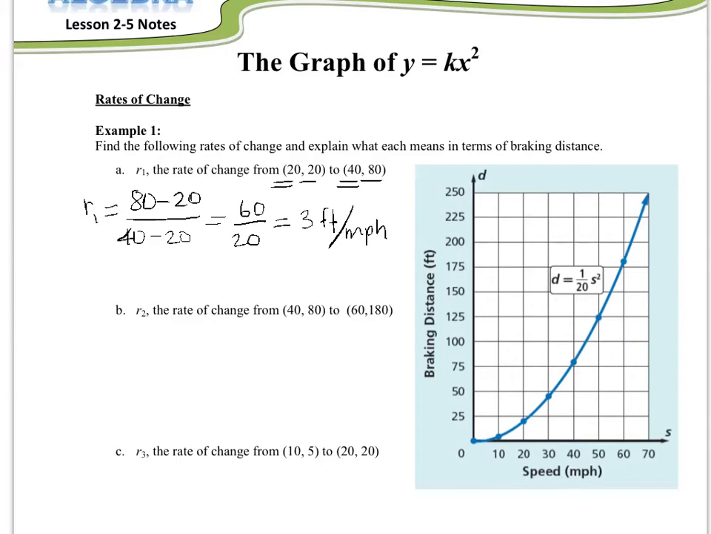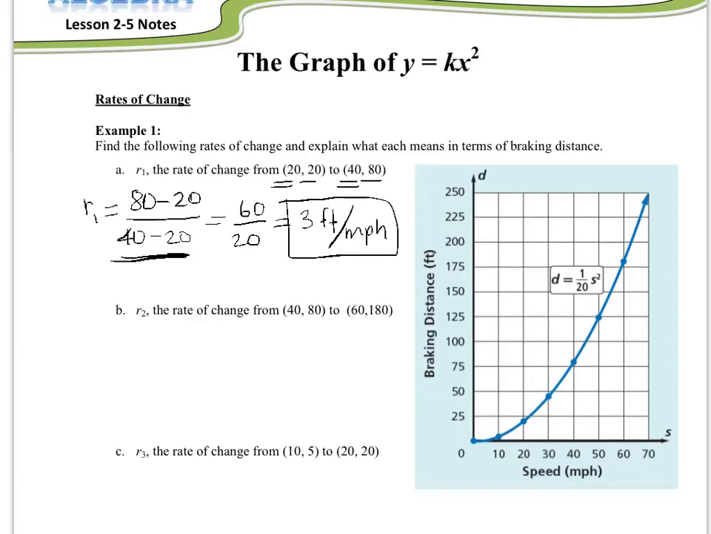So this means that on average, when driving between 20 and 40 miles per hour, so that was x1 and x2, for every increase of 1 mile per hour in speed, you need 3 more feet to stop the car, and that's what that means. Every 1 more mile per hour, you need 3 more feet to stop the car. So let's look at this on the graph.